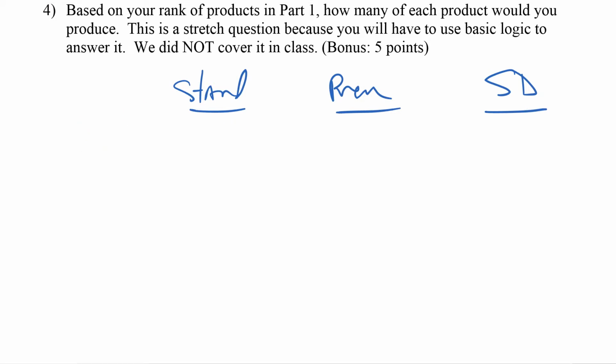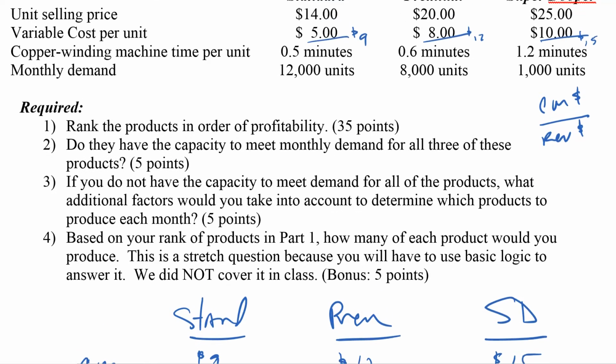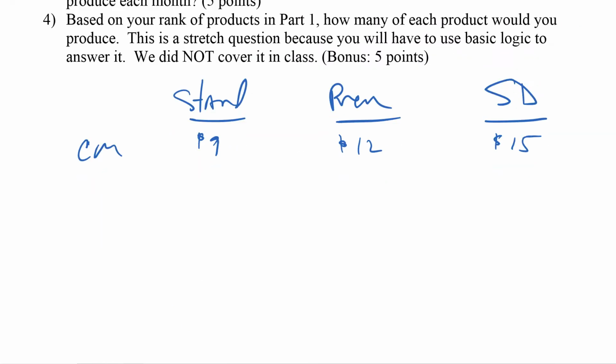Let me just write the contribution margin. So we figured out the contribution margin is $9, $12, and $15. But now we need to figure out what is that per constraint, and what we would use are the minutes. So it takes a half a minute to make the standard, 6/10 of a minute to do the premium, or 1.2 to do the super duper.